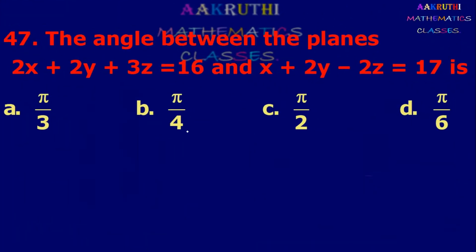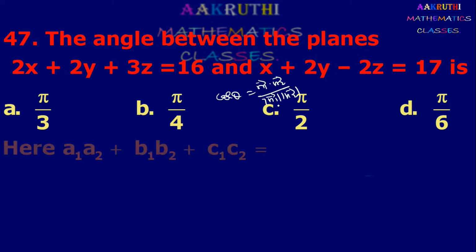So next question, question number 47. The angle between the planes 2x plus 2y plus 3z equal to 16 and x plus 2y minus 2z equal to 17 is. So here directly we can apply the formula. It is cos theta equal to n1 vector dot n2 vector divided by the magnitude of n1 vector times the magnitude of n2 vector. This gives the angle between two planes.